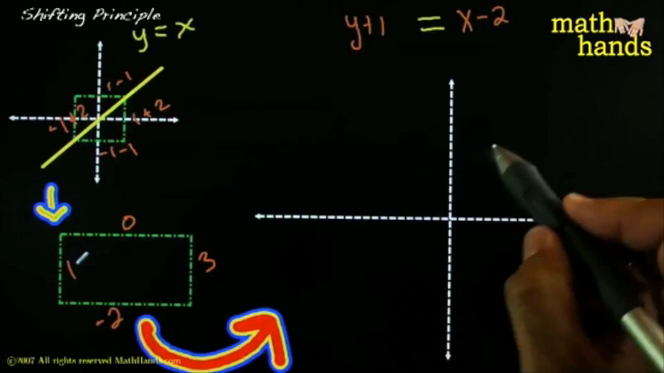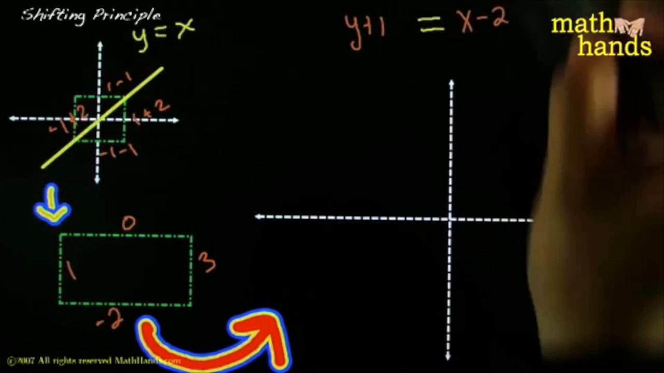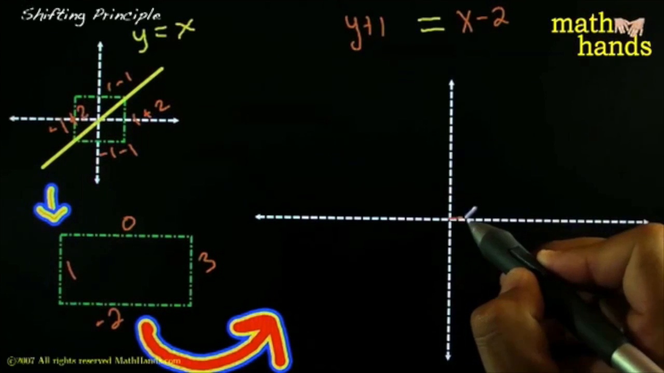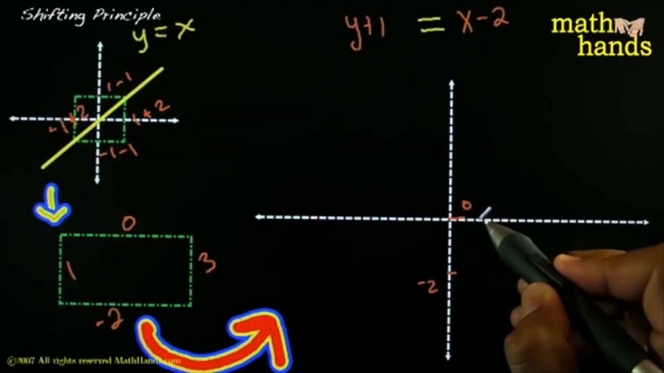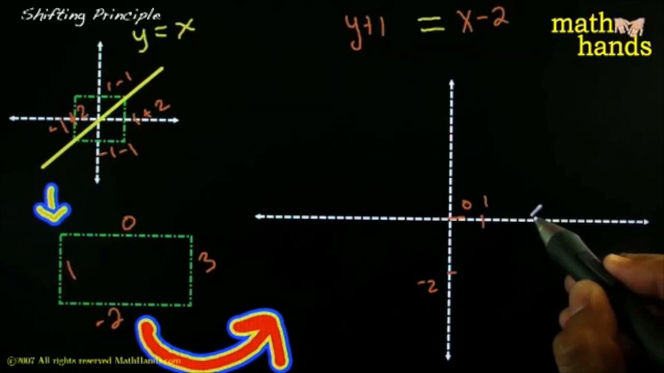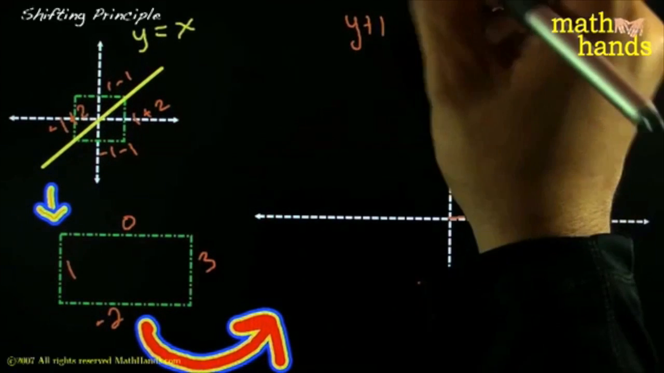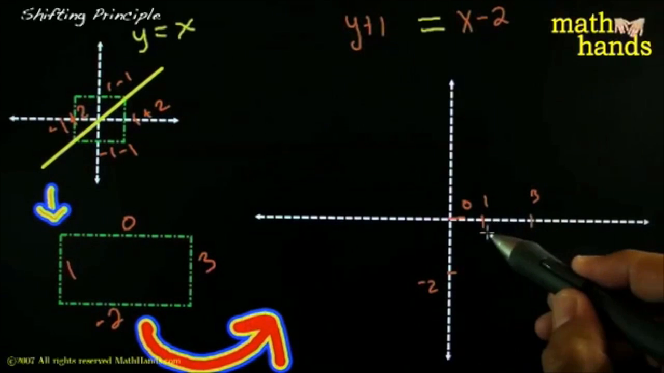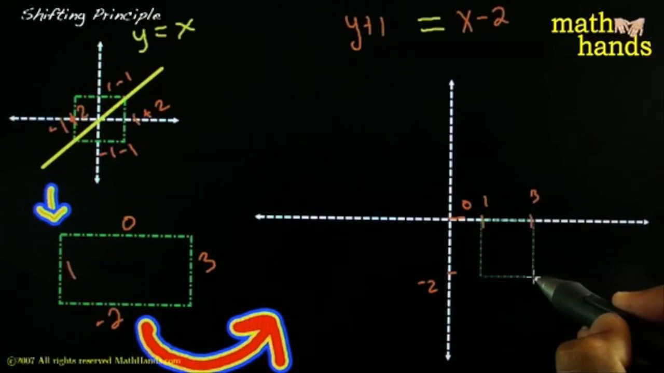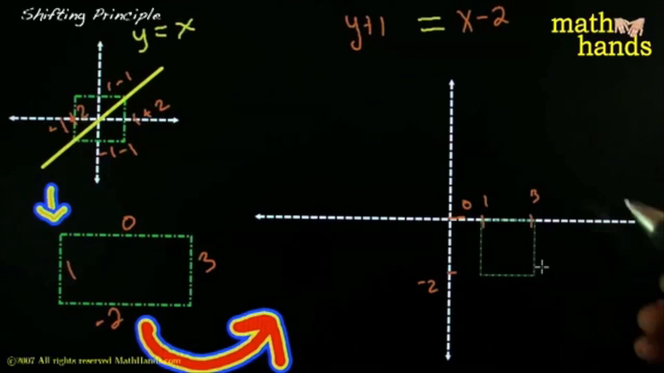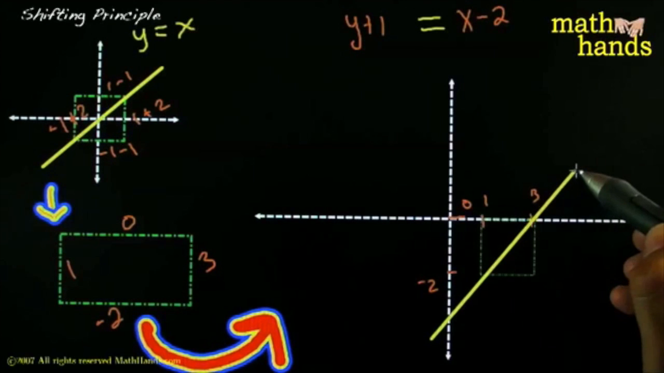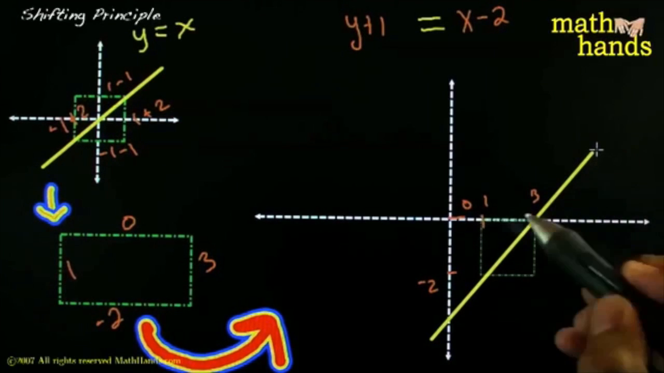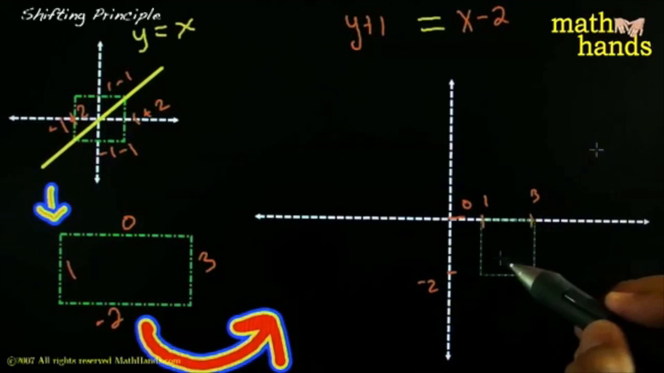So the new boundaries go from, let's see, I'll do the top, 0, the bottom, negative 2, the right, and the left, 1, 2, 3. So the box goes something like that. And so the line goes through that box, and exactly, maybe not exactly, I'll give it one more try.